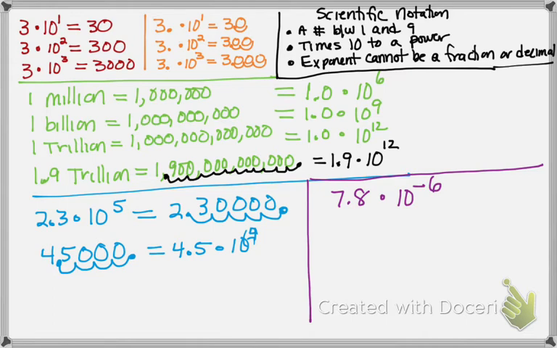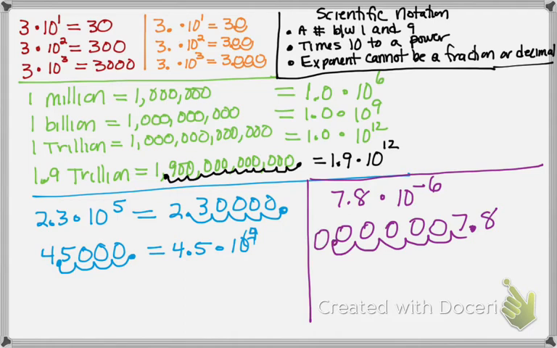So I write the 7.8, but I put it off to the right, and then I move the decimal point 6 times, but to the left. So 1, 2, 3, 4, 5, 6. And then I fill zeros in all of the empty waves. So that number is now 0.000078. So this decimal point isn't there anymore. I moved it. So it's 0.000078. That is my number.